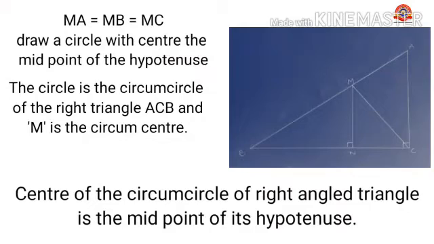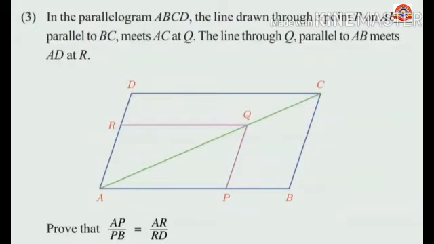Yes. Since MA is equal to MB is equal to MC, draw a circle with the center, the midpoint of the hypotenuse. This circle is the circumcircle of the right triangle ACB and M is the circumcenter. That is, the center of the circumcircle of a right angled triangle is the midpoint of its hypotenuse. We proved the third one also, right?